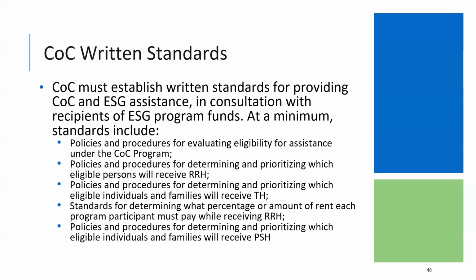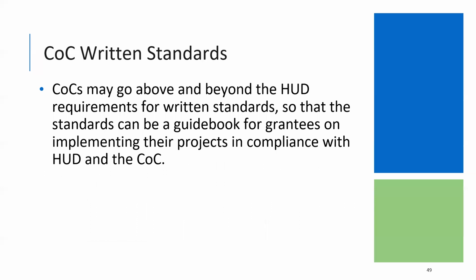So most written standards include these very minimum requirements and a lot more. They include, if you're a CoC or ESG grantee, what the expectations are about how you're operating your program. The written standards must include these things, but often are much, much more thorough. They can go above and beyond, and in many communities, the written standards are a guidebook for grantees on implementing their projects in compliance with HUD and the CoC. That's definitely the case with the Western PA CoC written standards. They're pretty thorough, and they're really meant to be a guiding resource for folks who are implementing CoC and ESG programs.